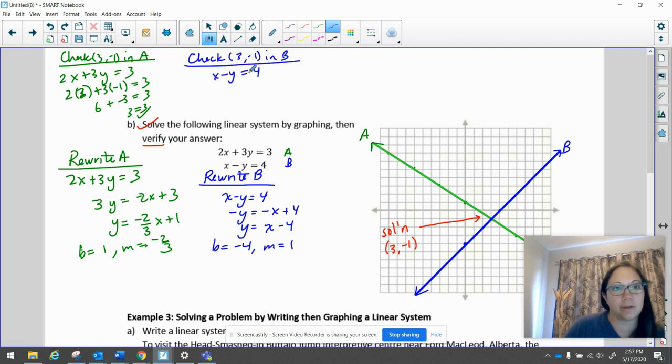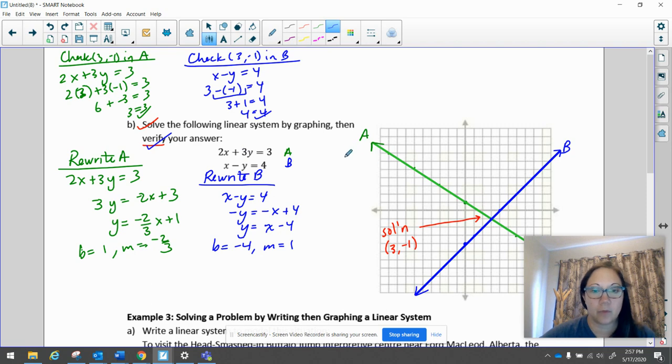x - y = 4. So 3 minus -1, is that equal to 4? And the double negative here becomes a positive. So I do get 4 is equal to 4. So it's now been verified. So it does work out. So that is our solution. So if you're circling your final answer, that's actually your solution, (3, -1).